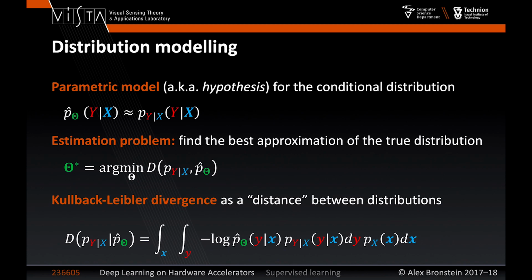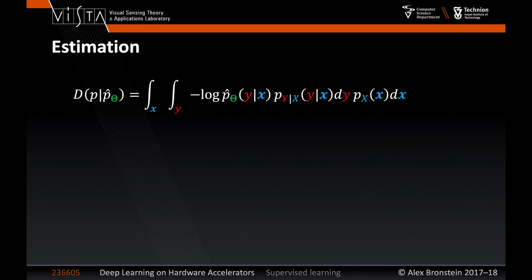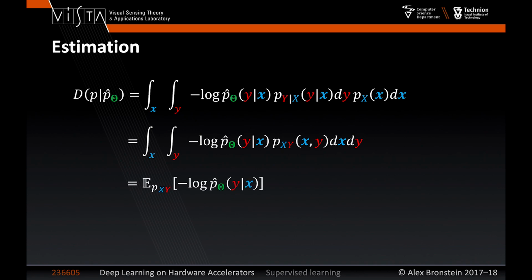And again, by simple rules of probability, what is written here can be written simply as the expectation over p(x,y), the joint distribution, or in simpler notation, an expectation over p(x,y) of the negative log of p theta (y given x). And again, if you don't remember what an expectation is, then go to that reference. I have a precise definition.